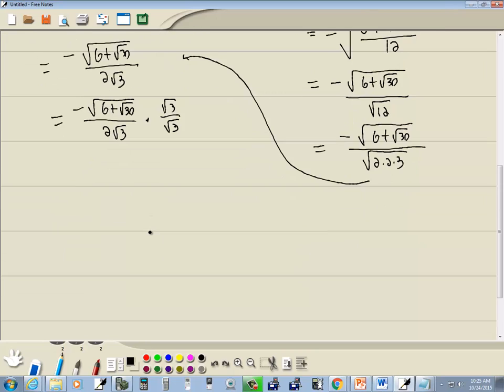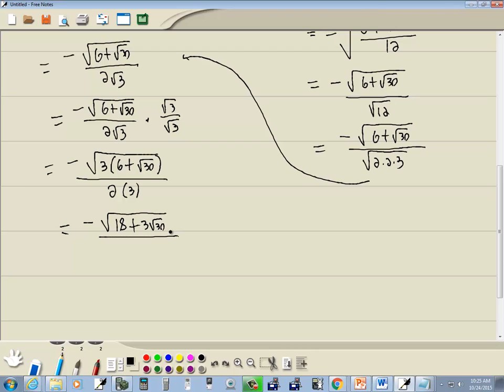Now up on top, it becomes negative. When you multiply one radical times another radical, you multiply what's underneath the radicals. So I'm going to have the square root of 3 times (6 plus the square root of 30). And down below I've got 2, and then square root of 3 times square root of 3 is 3. Now up on top, I'll multiply that 3 through. 3 times 6 is 18, and 3 times square root of 30 is 3 square root of 30. And down the bottom, 2 times 3 is 6. And that would be our answer.